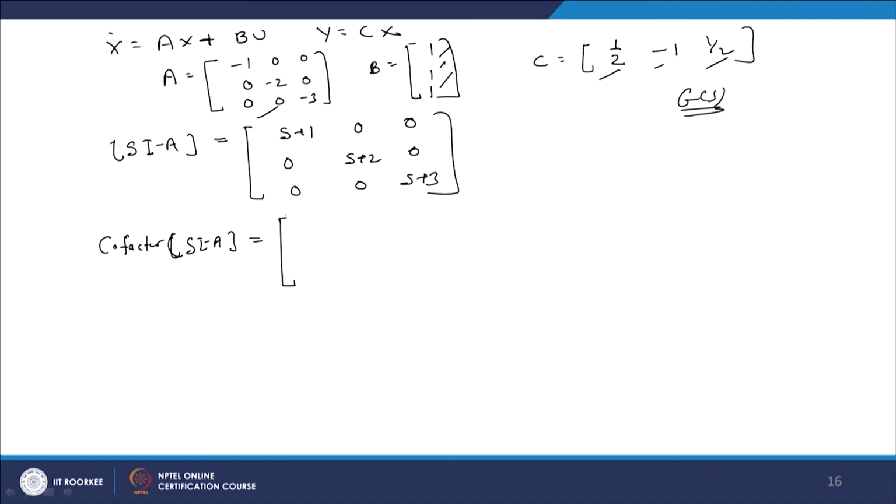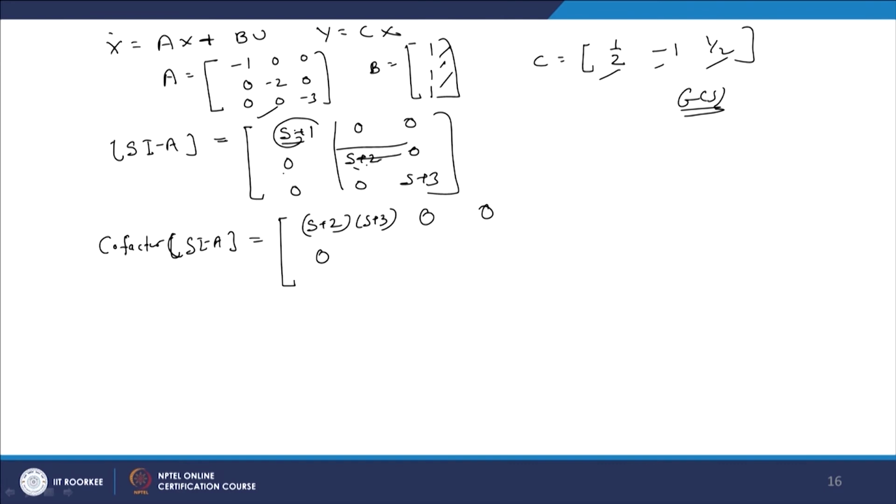So, cofactor. With respect to the element S plus 1, the minor is S plus 2 into S plus 3. Now, with respect to the 0 elements, the minors are 0, 0, 0, and with respect to S plus 2 and the other 0, the element is 0. Here we have to remove this row and this column.